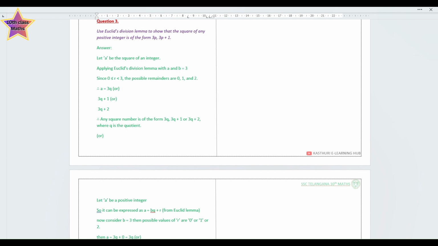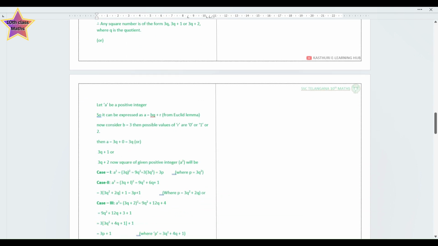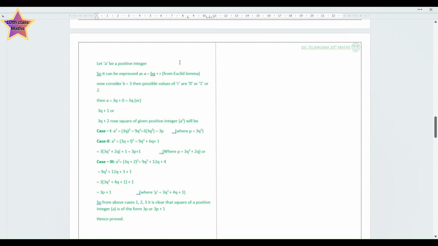Since r will be greater than or equal to 0, that is r can either be 0 or 1 or 2, because 3 is the divisor. Okay, so here what will you do? a equal to 3q or a equal to 3q plus 1 or a equal to 3q plus 2. This is one way. Another way of the same thing is, let us take a is any positive integer. A is a positive integer. According to Euclid's lemma, a equal to bq plus r. So what is our condition here?